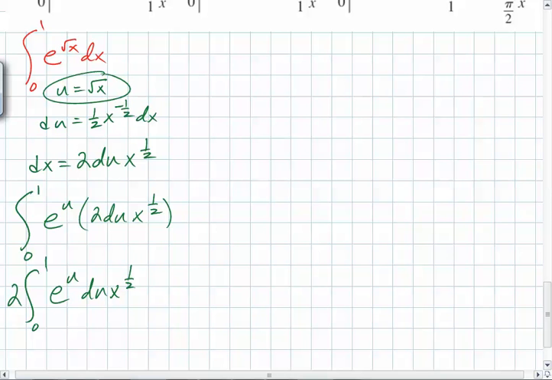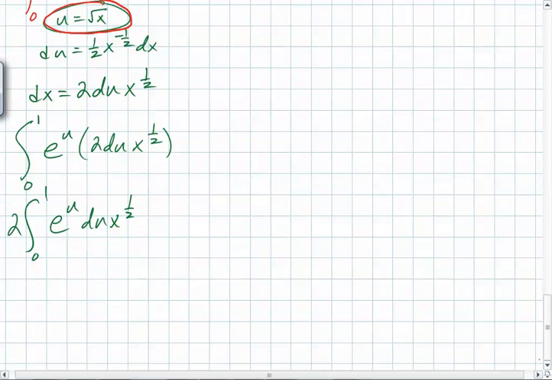What does x to the 1/2 equal? Look at this, everybody. What does x to the 1/2 equal? U. So what do you actually have right here? 2 times 0 to 1 of u e to the u du. That is entirely written in what variable? Yeah. So theoretically, maybe we think to ourselves, we can integrate that.